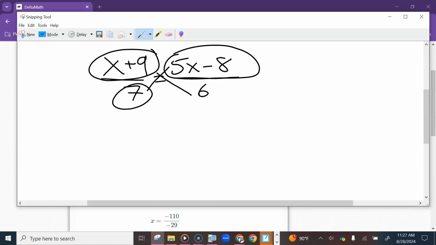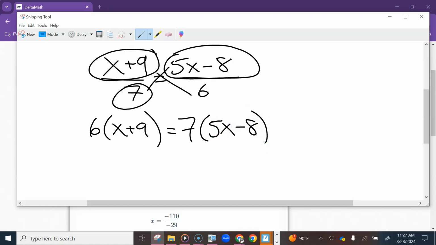Great. And then it doesn't matter which part I put first. I'm going to start with the 6 just because I could have started with the 7. And then use parentheses, x plus 9 equals my 7, and then in parentheses 5x minus 8. So I'm cross multiplying this to everything here and this to everything here. And then I want to go ahead and distribute the 6 to everything inside, the 7 to everything inside.